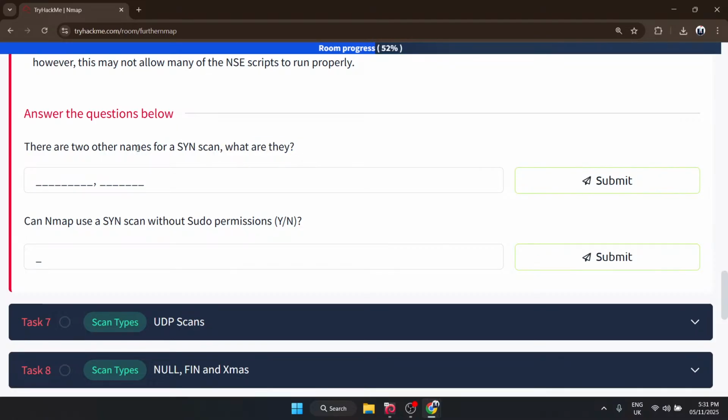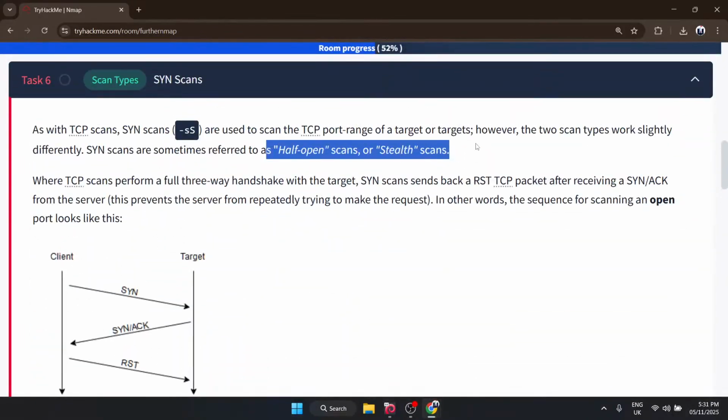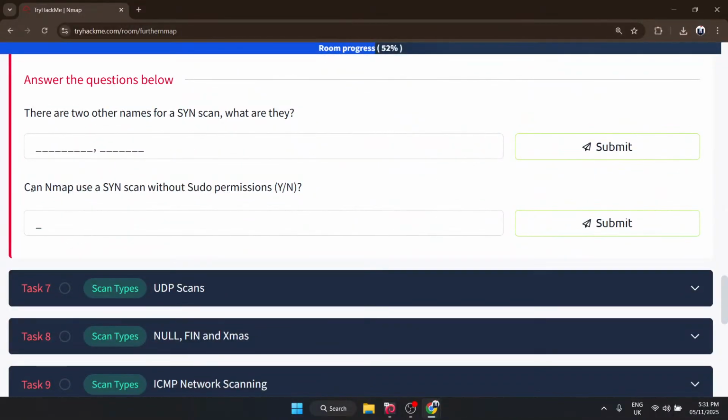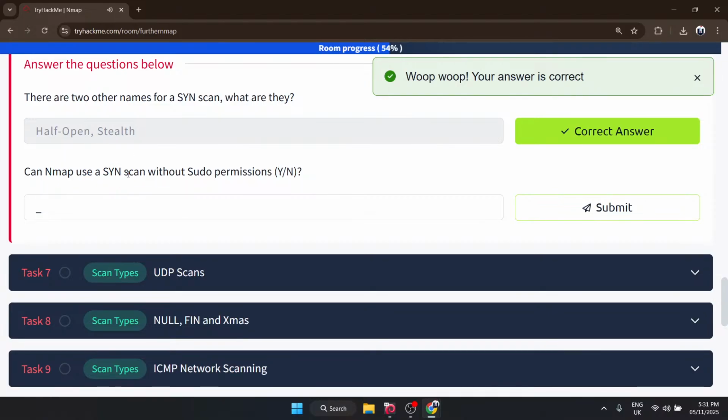What are they? We have already covered it. The two names for SYN scan, here you can see them: half open and stealthy. Can Nmap use SYN scan without sudo permission? We have just covered it. So, yes, half open and stealthy, these are the two names. And can Nmap use SYN scan without sudo permission? No. Correct.